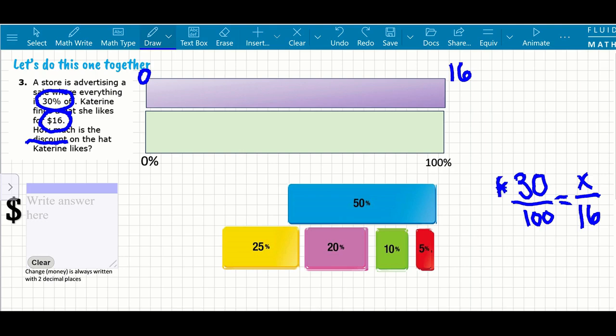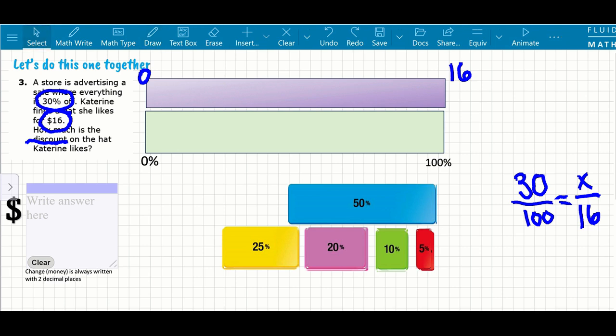So this 30% that I'm looking at, I am going to identify that the best way to break that down in the percent bar is going to be in increments of 10. So let's drag them up and fill up my spaces in my percent bar.